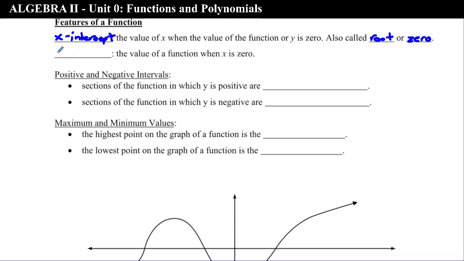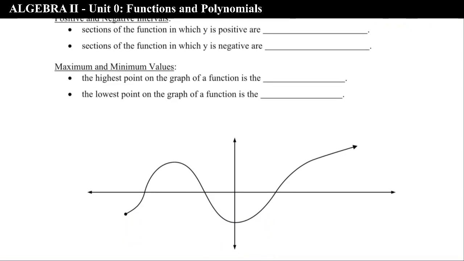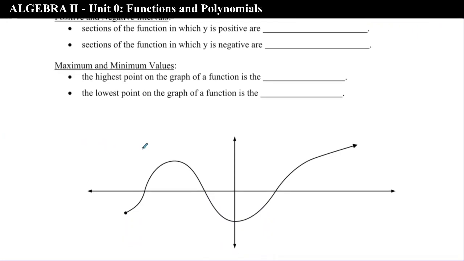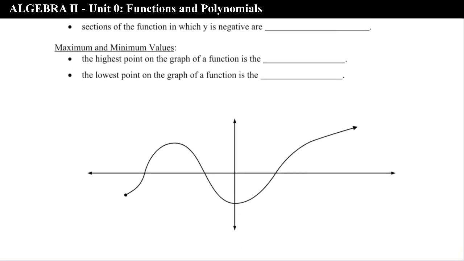Just like we have an x-intercept, you also have a y-intercept. And that is the value of the function when x is 0. So we're going to be along the y-axis for your y-intercept. Now let's talk about where we'll find that on this graph. So we're going to come on down to this graph, and we're going to use this graph for the next couple of concepts.